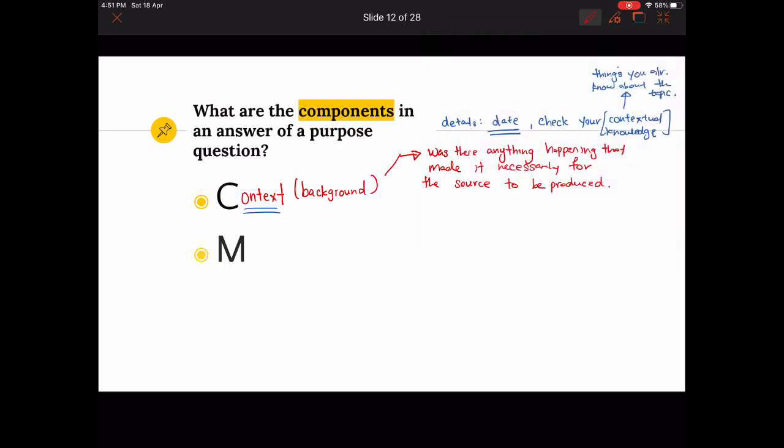So the next thing that we are looking at is M, message of the source. This is basically the things that the author is trying to convince the audience of.